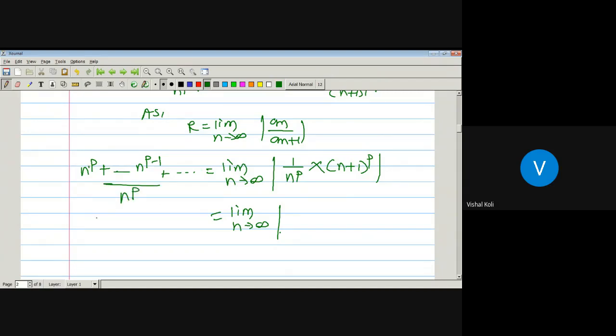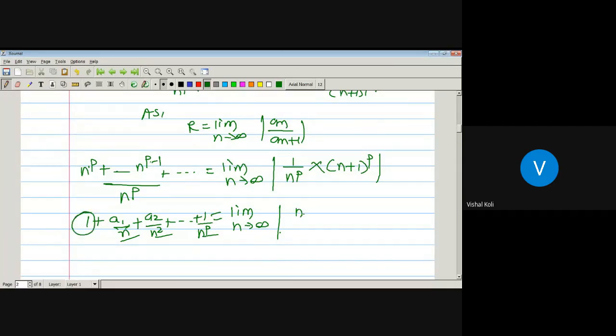If we divide this by n to the power p, then it is 1 plus the next one, coefficient a1 into n to the power p minus 1 divided by n raised to p. This p minus 1 gets cancelled. There is only one term, a1 divided by n. Similarly, we get a2 divided by n square plus so on. The last term will be 1 divided by n to the power p. But as n is tending towards infinity, these will be 0. Only the first term is non-zero, which is 1.